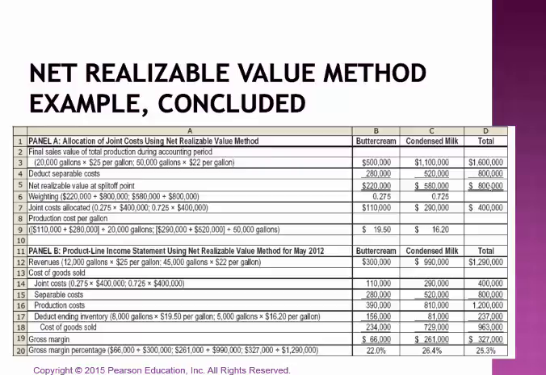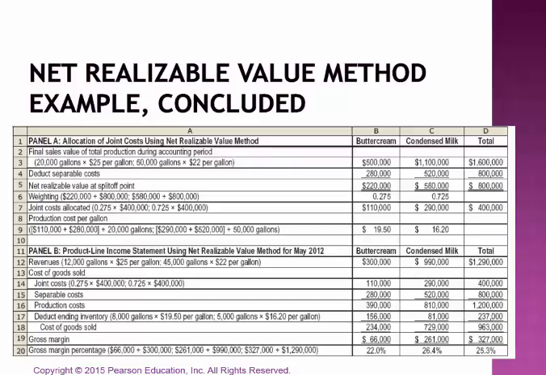Now, let's calculate those weights. All right, so $220,000 NRV for buttercream over $800,000 equals 27.5%. And of course, the remaining 72.5%, those two numbers adding up to 100%, goes to condensed milk. You could also calculate it as 580 over 800. We then use those weights times the joint cost.